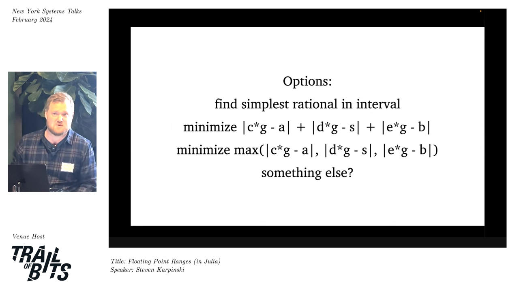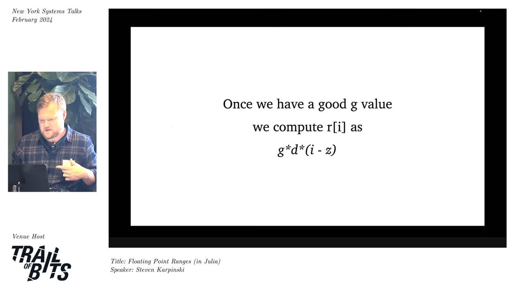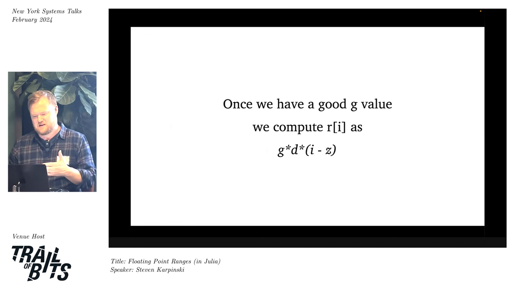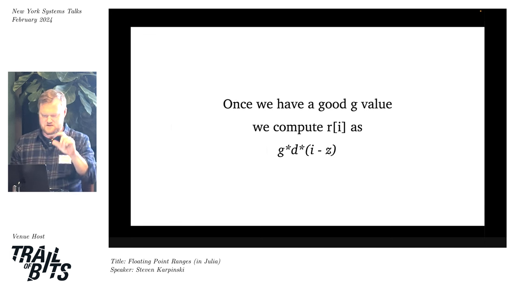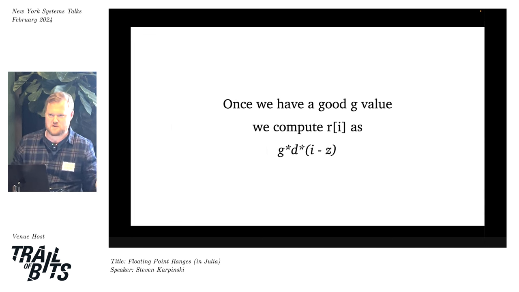Okay, then the question is, once we have G, what do we do with it? Well, we compute G times D times the index that we want into the range, and then some offset value Z, whatever. You can just figure out what that is. It's easy enough. So this is nice and easy, but there's a problem, which is that we do not have enough precision with 64 bits to make this work. We're not going to get good values.